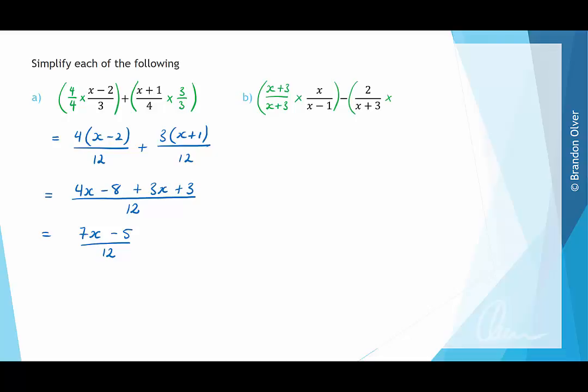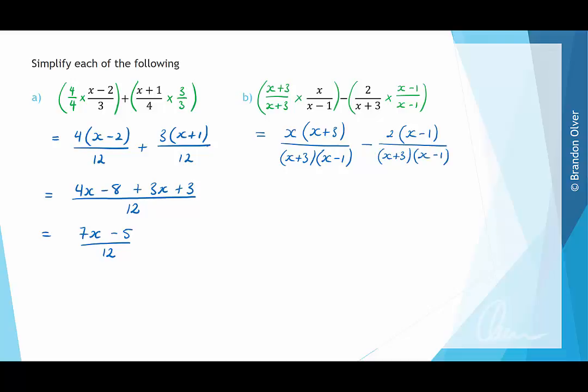For the second fraction, we're going to multiply that by (x − 1)/(x − 1). This is going to be equal to x(x + 3) on the top line, divided by (x + 3)(x − 1). Then we subtract off the second fraction, which is going to be (2x − 1)... actually 2(x − 1), divided by (x + 3)(x − 1). Now that we have a common denominator, we can expand these fractions and subtract them.